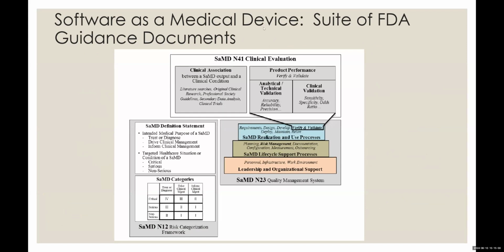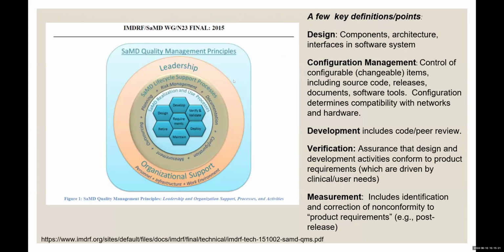Software as a medical device is not one set of guidance documents. There are documents devoted to clinical evaluation, others that are more focused on quality, and all of these are readily found online. And I'll just say a few words about the quality management principles that they use, and preface that with some definitions on the right. Design is basically, as you would intuit, the components and the architecture and the interfaces. Configuration management focuses on what's changeable, as well as source code, documents. Development does include code and peer review, at least according to the guidance document. And verification is the assurance that the design and development activities conform to product requirements.